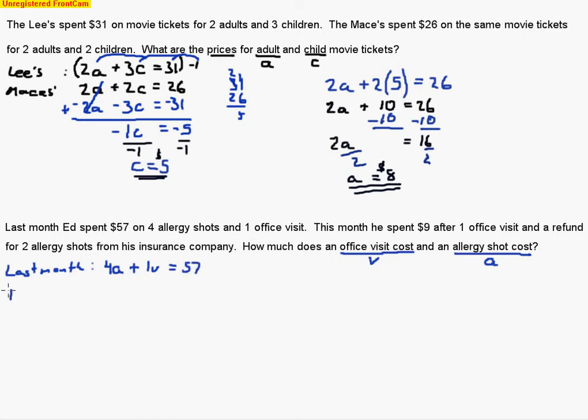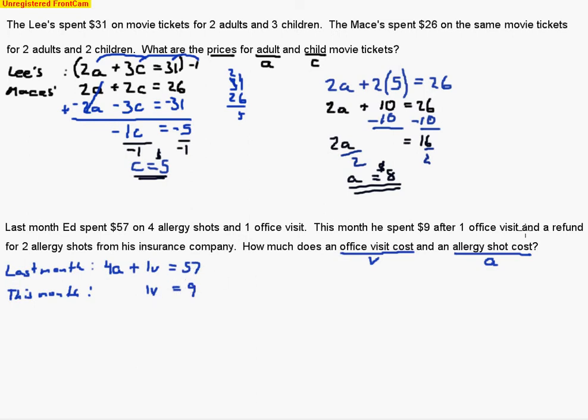Well, this month, a new equation for this month would be that he had spent only $9 after 1 office visit. So we have 1 visit, and we know this equals 9. Now again, see how I'm lining up the terms. So 1 visit, so the V's are lined up, equals $9 he spent, so it equals 9.